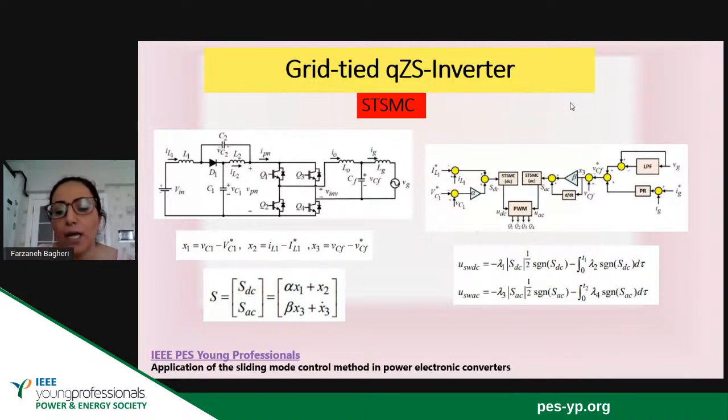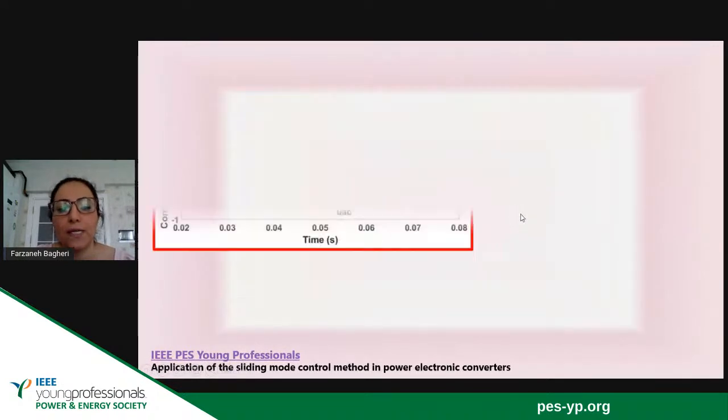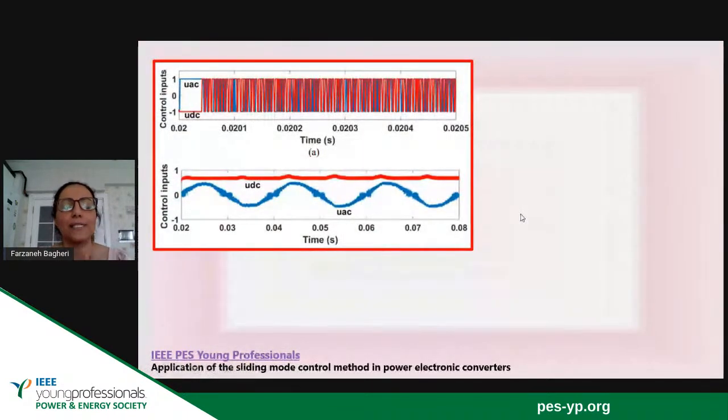However, after finding these control inputs, we can apply them to the PWM and we can achieve a fixed switching frequency. So let me show you the result and how interesting the results are.